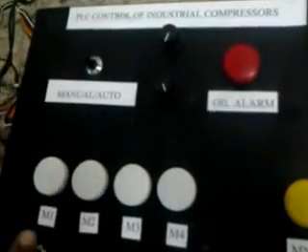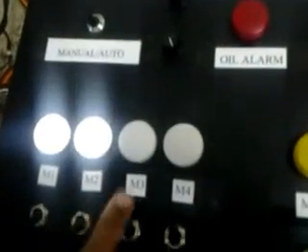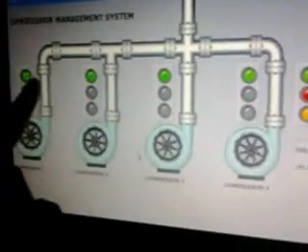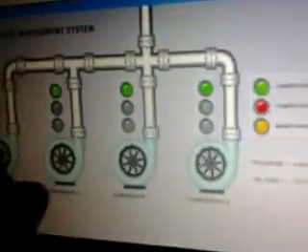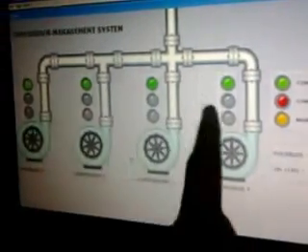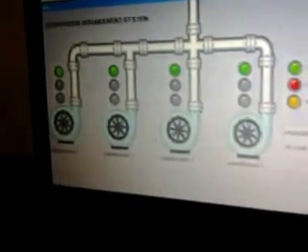We can have the manual mode, M1, M2, M3. We can see the operations here. We can see the operations M1, M2, M3, M4 glowing in green, which indicates that the 4 compressors are in operation. And this is the manual mode, and next one is the auto mode.